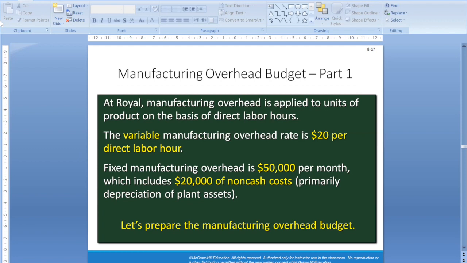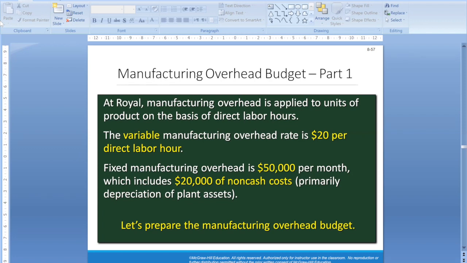The variable manufacturing overhead rate is $20 per direct labor hour. Look, I'm paying manufacturing overhead depending on labor hours. This is the key for this example, and it can be different for another company. That's why I'm depending on the previous budget. Fixed manufacturing overhead is $50,000 per month, which includes $20,000 of non-cash costs, most likely related to depreciation.